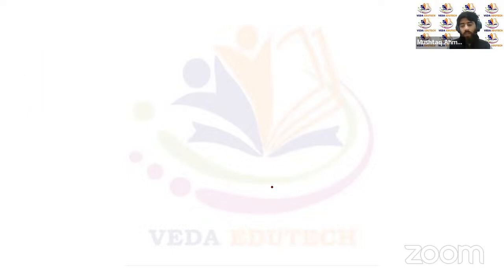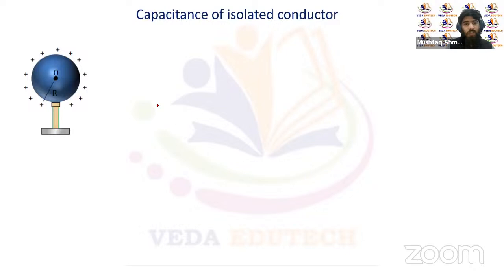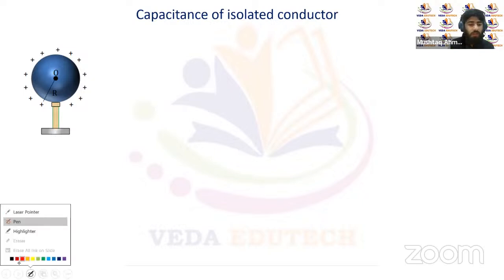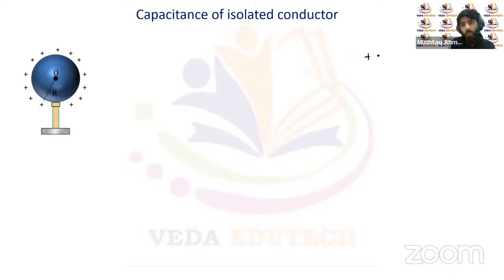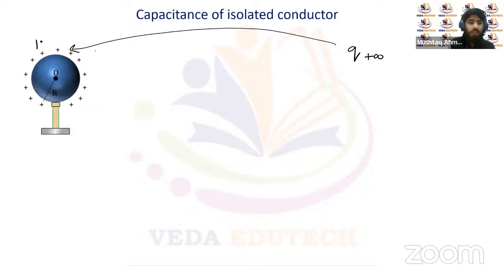Now, one more point is that let's suppose we want to find the capacitance of an isolated conductor, right? Let's suppose this is an isolated conductor, and we are bringing some charge q from infinity. From infinity, we're supplying some charge q on the surface of this isolated spherical conductor here, right? The charge plus q has been supplied to the surface of this conductor, and the radius of this conductor is equal to r, right?